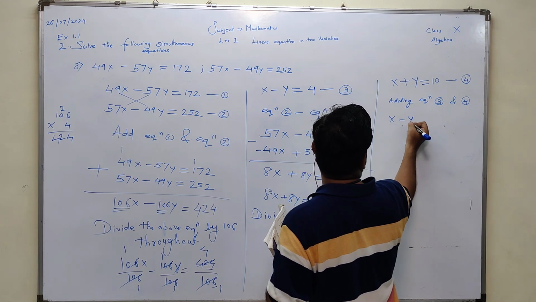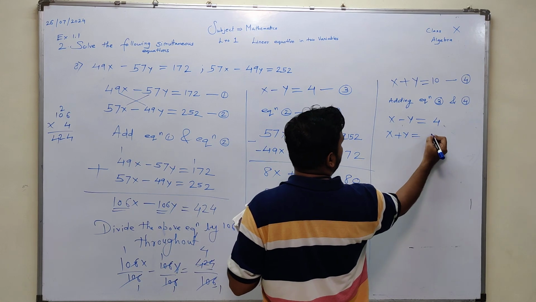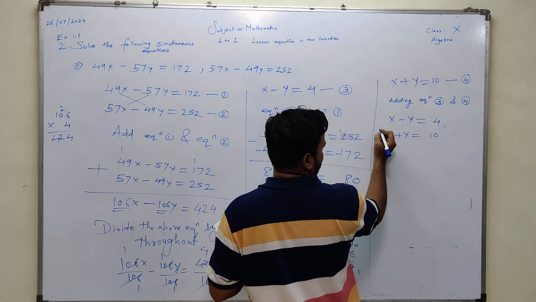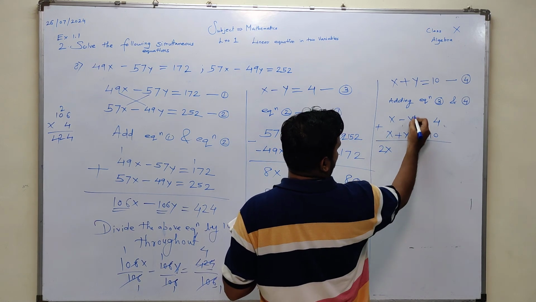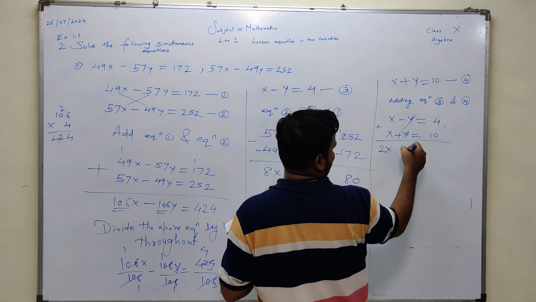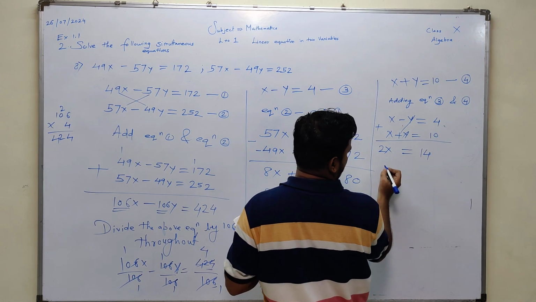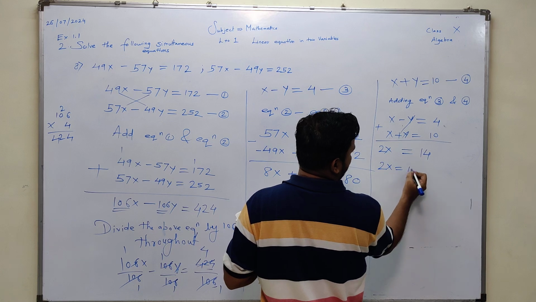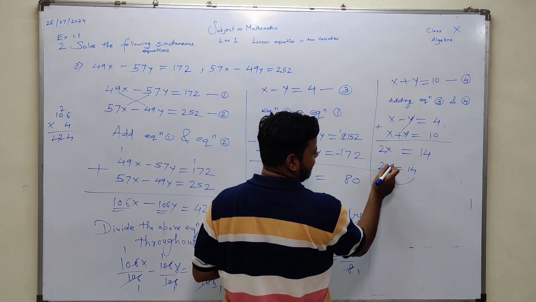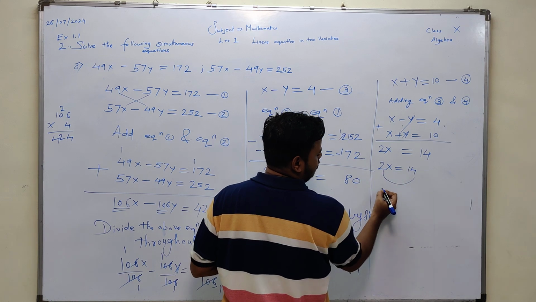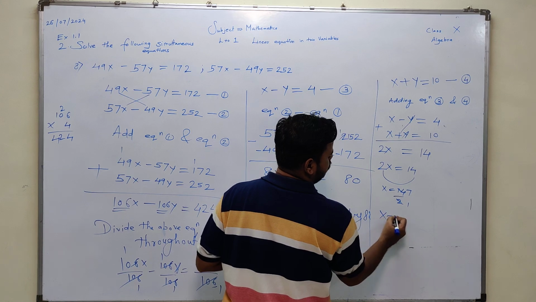So x minus y is equal to 4. X plus y is equal to 10. Now we will eliminate y. So add both equations. X plus x is 2x, minus y plus y gets cancelled, is equal to 4 plus 10, which is what? 14. So we got 2x is equal to 14. Now transfer this 2 to the other side, it will go in the denominator as it is in multiplication on the LHS. So x is equal to 14 upon 2. 2 sevens are 14. X is equal to 7.